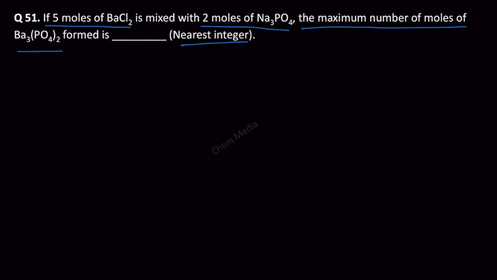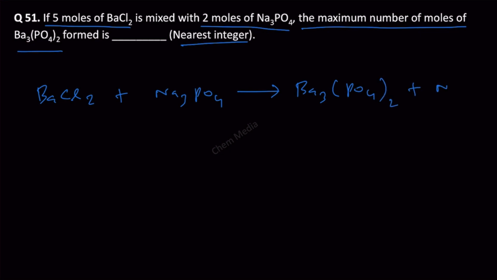First let us balance the equation. We have barium chloride that is mixed with sodium phosphate and we are getting barium phosphate. We would also get NaCl, isn't it? Now on the product side we have 3 barium atoms, therefore I am multiplying barium chloride with 3. Now that is balanced.